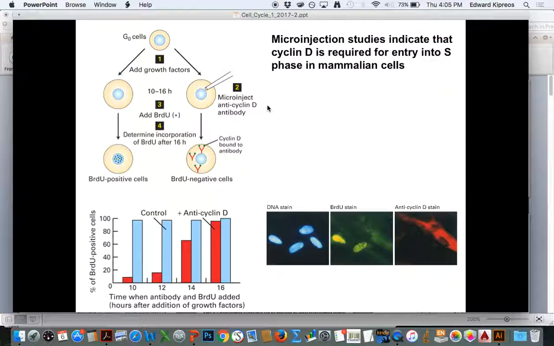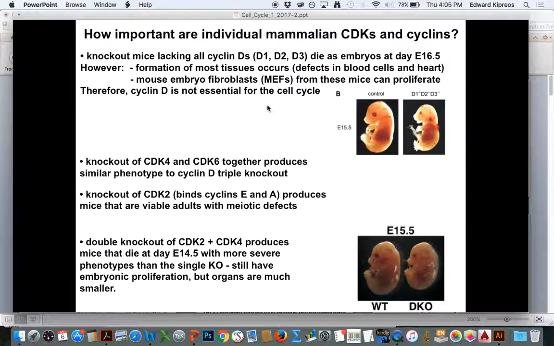Okay? So then, these knockout mice people, they like to knock out genes and then see what's happening in the normal situation. So they're not satisfied with that tissue culture experiment. They're like, okay, I'm going to knock it out and see what happens in the actual mouse. Because there are 3 of these cyclin Ds, D1, D2, and D3, they're going to knock out all 3 of them and see what happens to the mouse.